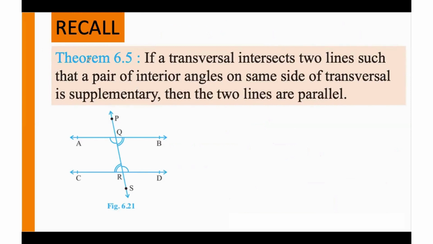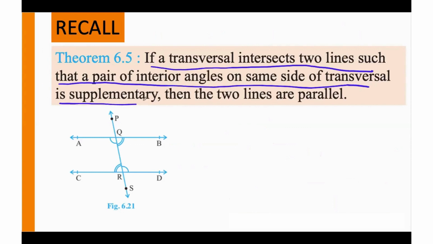Now let us just recall theorem 6.5 from chapter number 6, which says if a transversal intersects two lines such that the pair of interior angles on the same side of the transversal is supplementary, then the two lines are parallel. So if we have interior angles on the same side of transversal, that means this angle and this angle, and their addition is 180, that means they are supplementary, then we can say that AB is parallel to CD. We are going to use this result to prove this theorem.